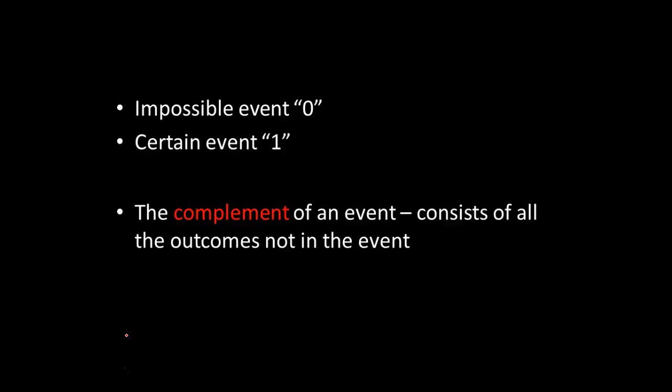Something else: if it's an impossible event, the number 0 is used, and for a certain event, something that will happen for 100% sure, that would be 1. For example, what is the chance of rolling a 1, 2, 3, 4, 5, or 6 on a die? There's a 100% or a 1 chance of that happening. So the probability is very certain. Another vocab word, complement of an event, consists of all the outcomes not in the event. So that would be the complement.